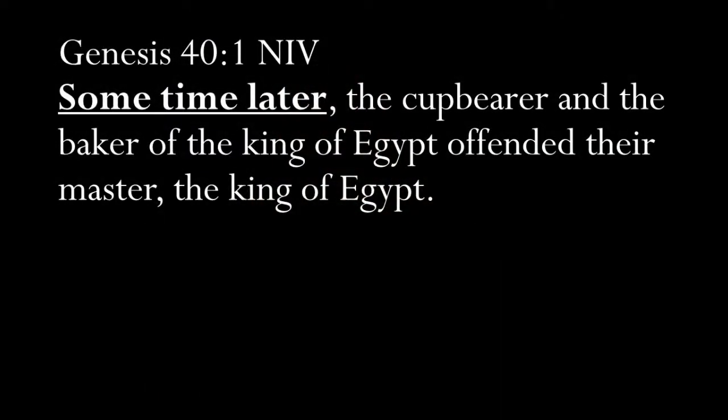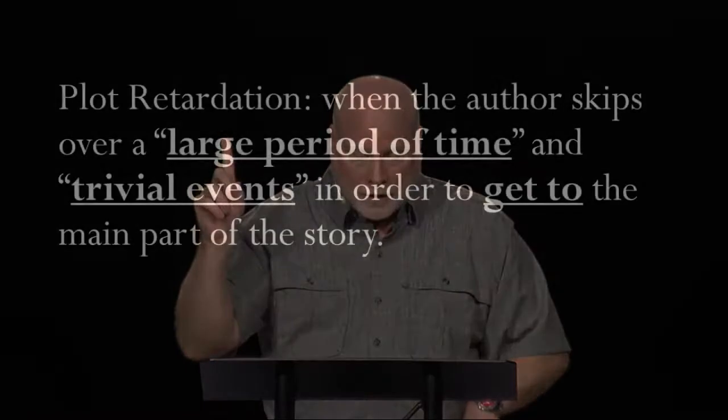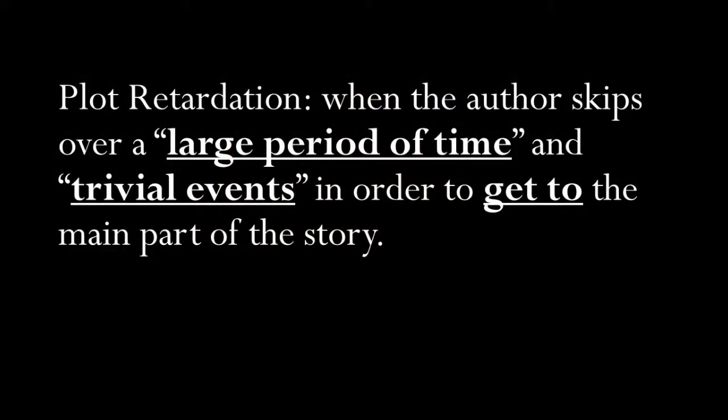Notice what it says. Sometime later, the cupbearer and the baker of the king of Egypt offended their master, the king of Egypt. Notice that verse number 1 begins with the phrase, sometime later. Now, this is a common literary device that's used quite frequently in the Bible, and scholars refer to this literary device as plot retardation. Plot retardation is when an author skips over a large period of time and trivial events in order to get to the main part of the story.